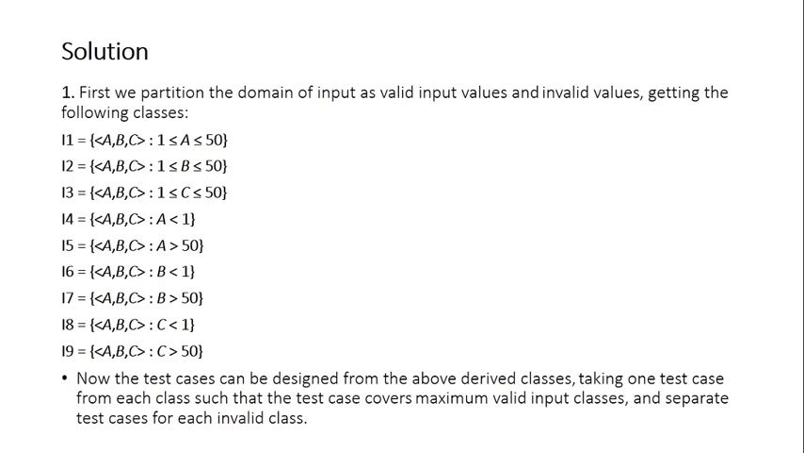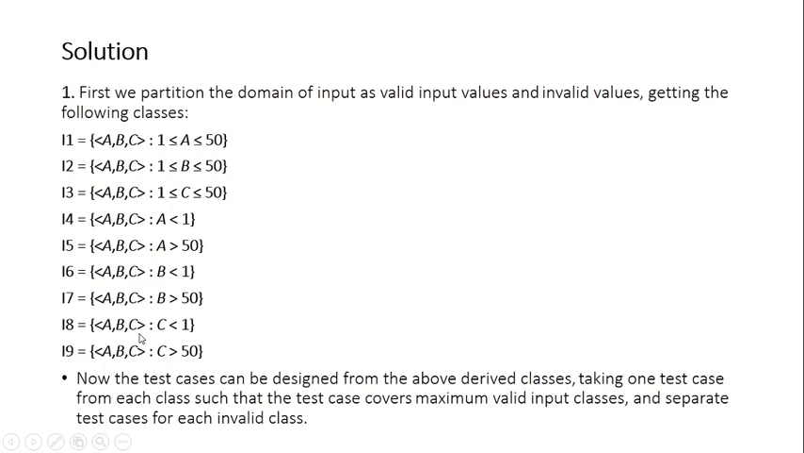Now we'll talk about invalid classes. So we'll have a fourth class where A will be less than 1. Since the range given is 1 and 50, we'll take values less than 1, and in another case we'll take values greater than 50 for A. Similarly for B, less than 1, greater than 50.